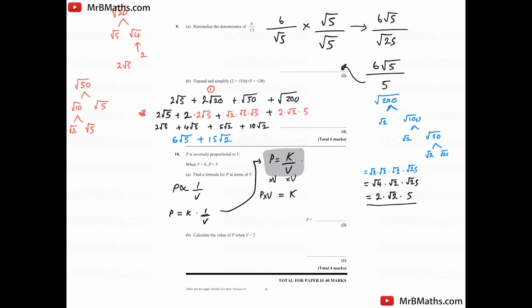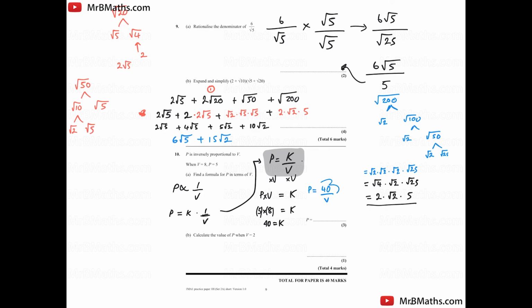We are given the values of V and P. So we have 5 times 8 equals K, and you can put that in brackets, just to make sure. And 5 times 8 would be 40. So therefore K is equal to 40. So if we now write our final formula, we will have P equals 40 over V, and that would be our final answer.